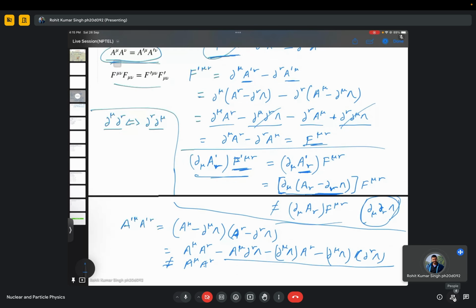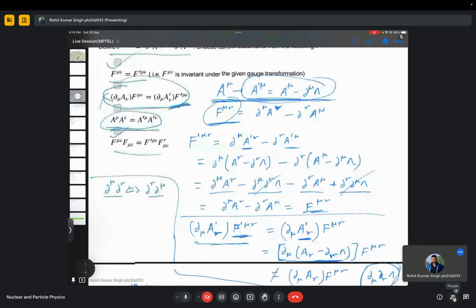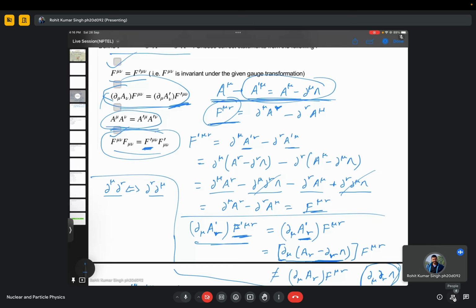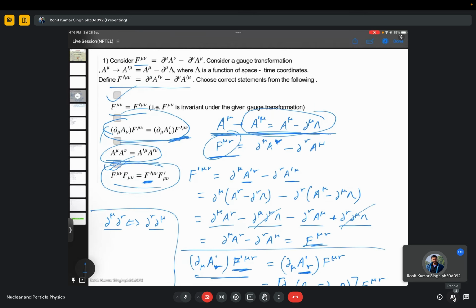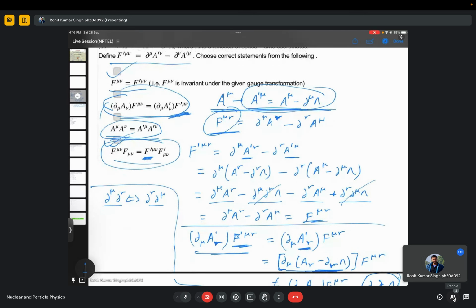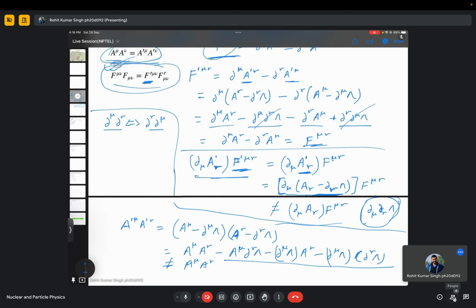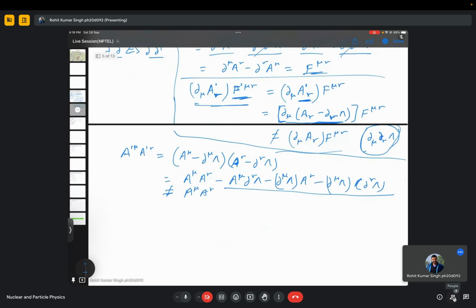Now the fourth option is trivial, right? Because we know that F prime is invariant, so the dot product of two field strength tensors should also be invariant under this gauge transformation. So this is trivial. This is always correct. So yeah, option 1 and option 4 both are correct, and these two are not. Is it okay?